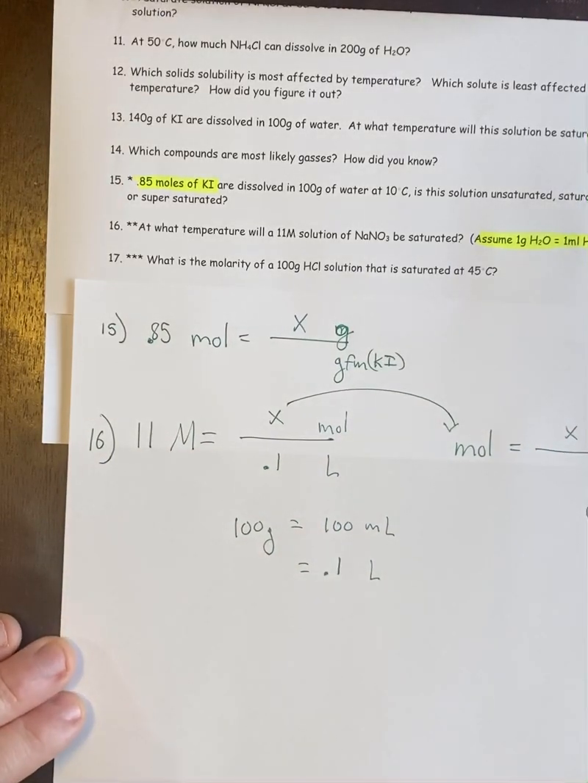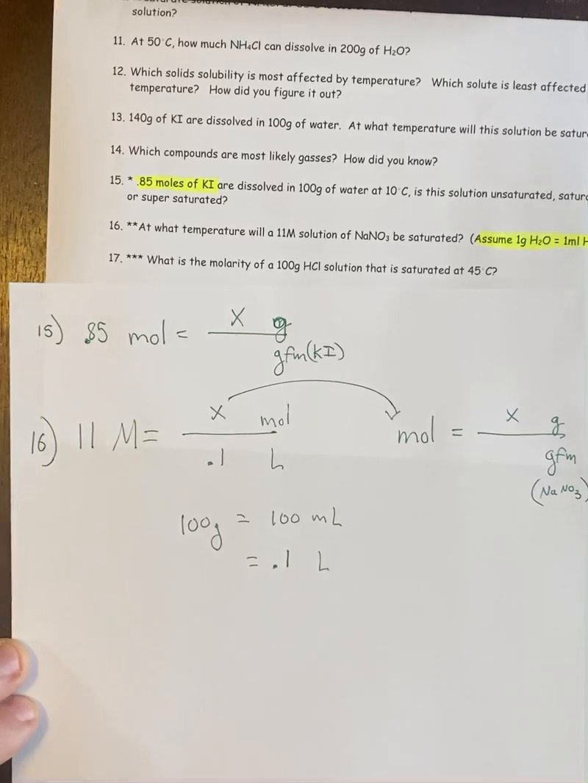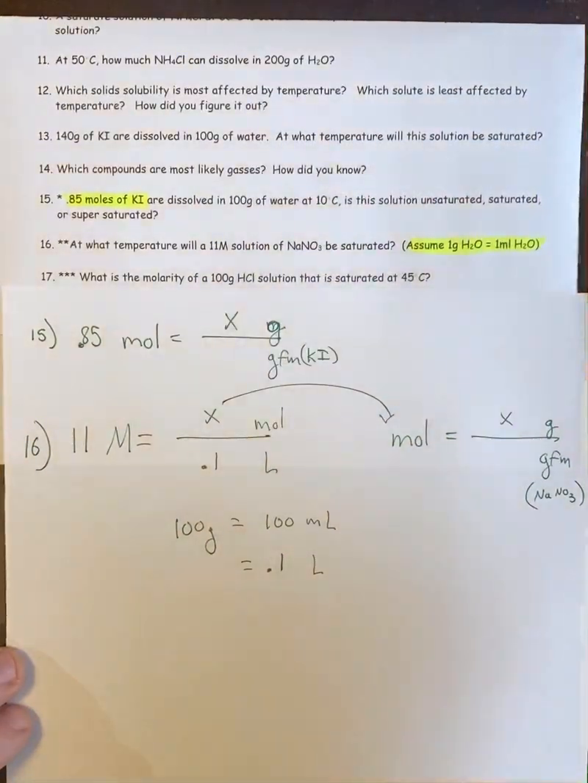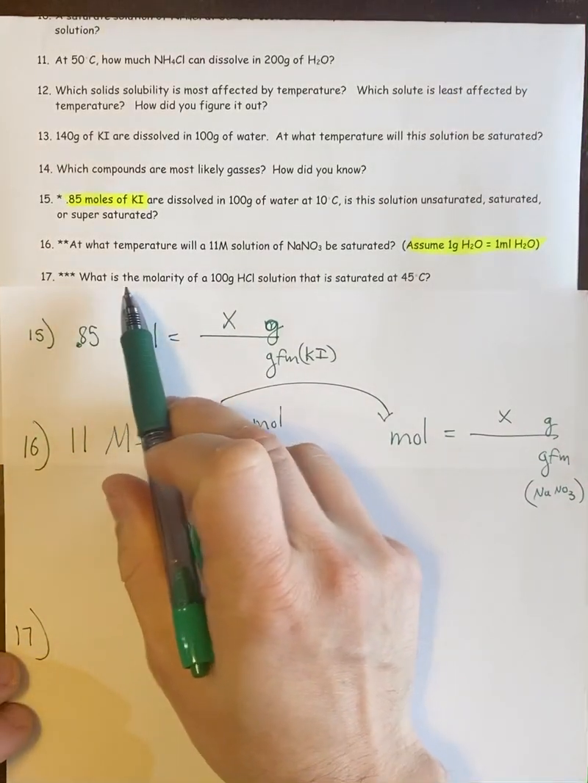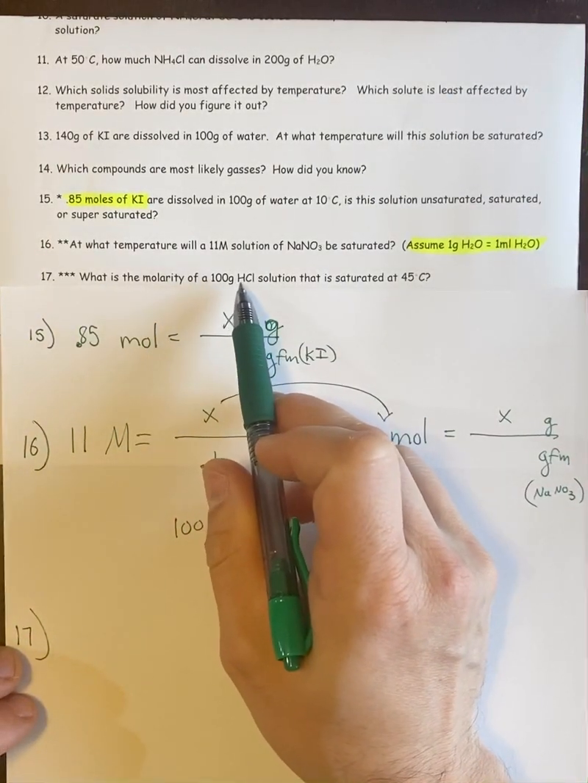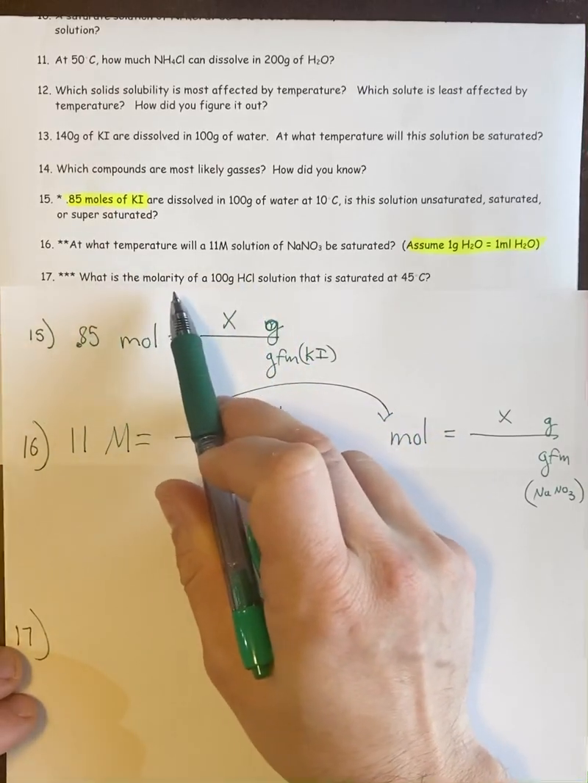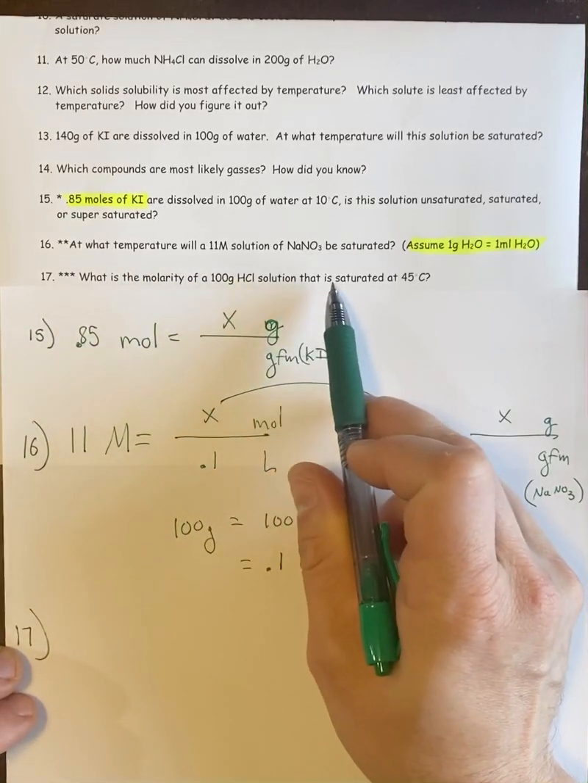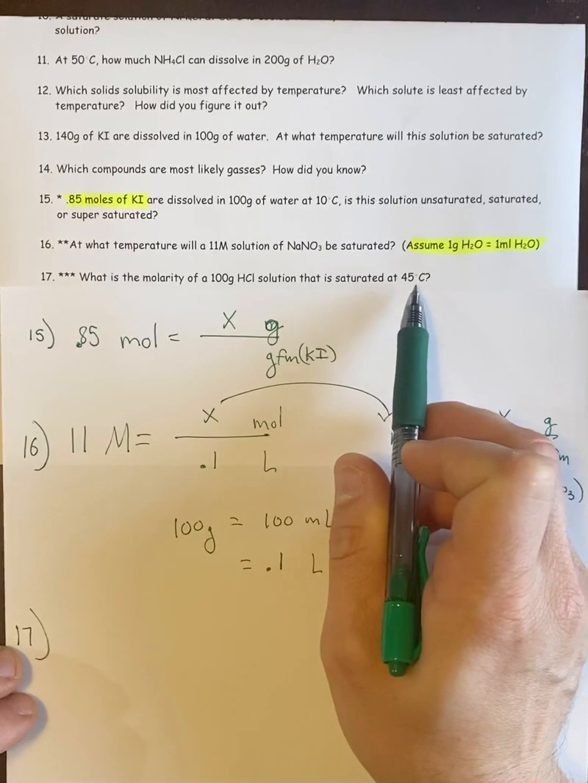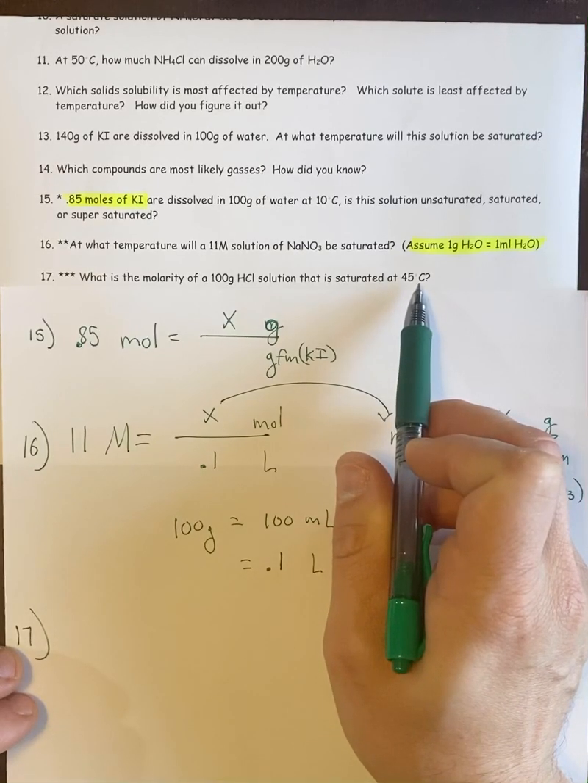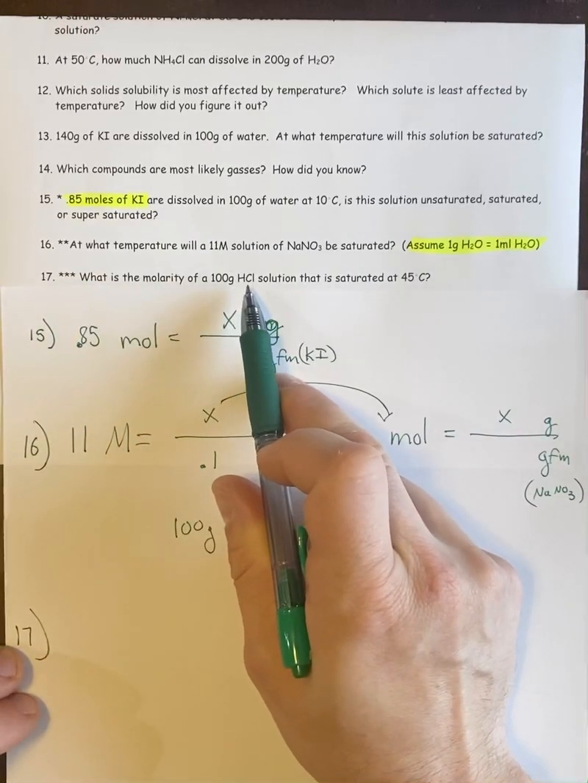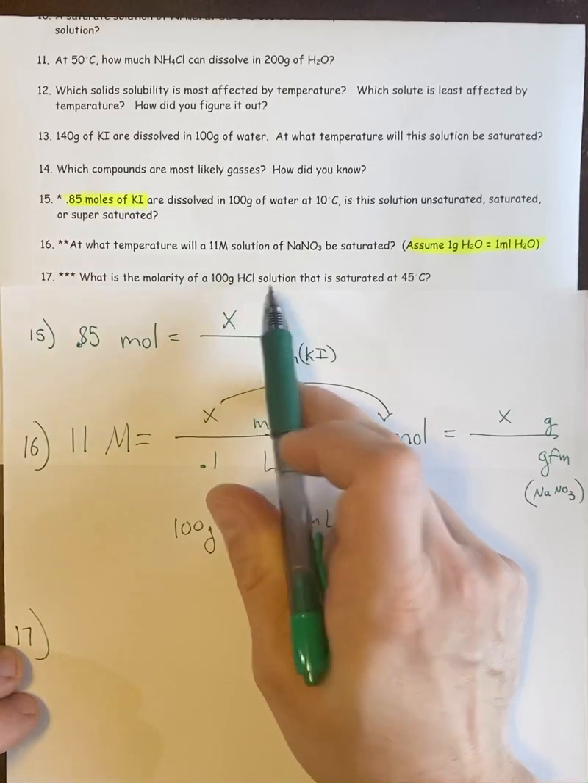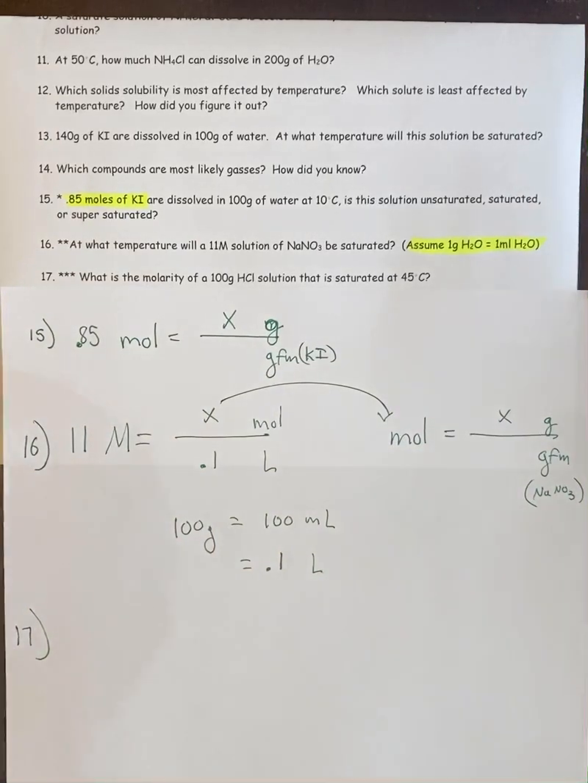So that's 16. And then 17. What is the molarity of a 100 gram HCl solution? Wait, I read that wrong. What is the molarity of a 100 gram HCl solution? All right, so this 17, it's the same problem as 16, but reversed.